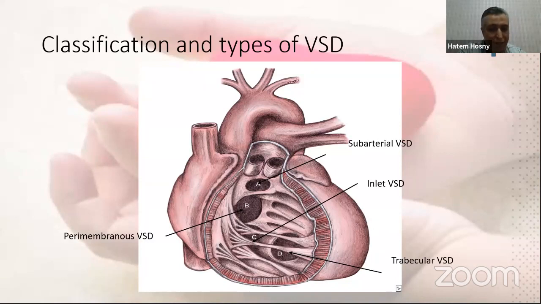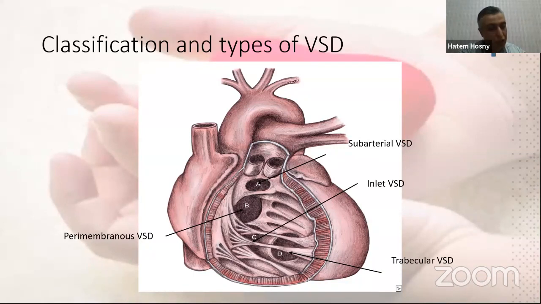On the other hand, if the VSD does not reach any valve, even if it is close to one of the valves, but does not reach the annulus, still separated by muscle, so that this VSD is surrounded by muscle all around, then we call that a muscular VSD. So we only have four types of VSDs.